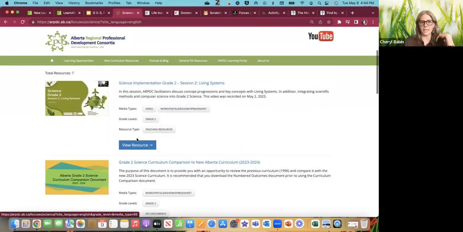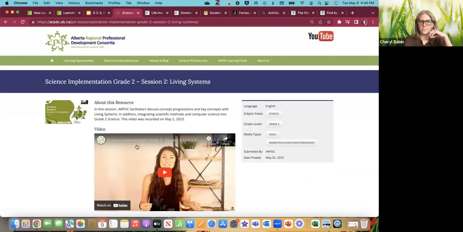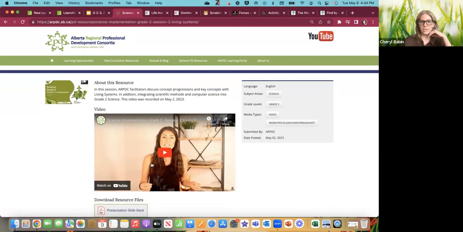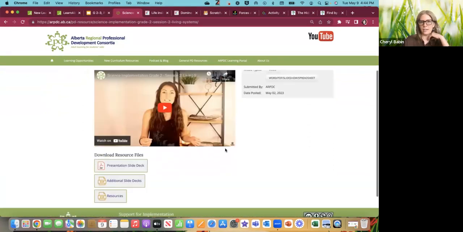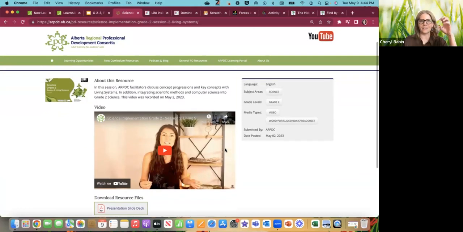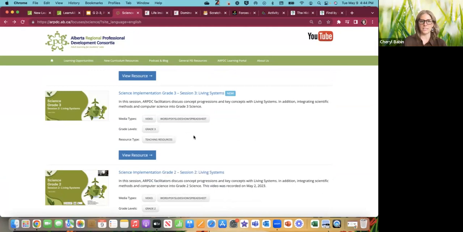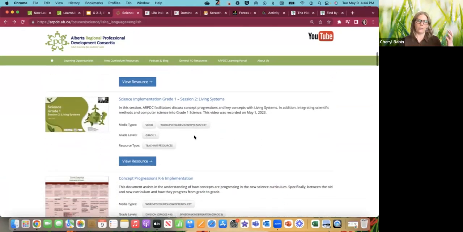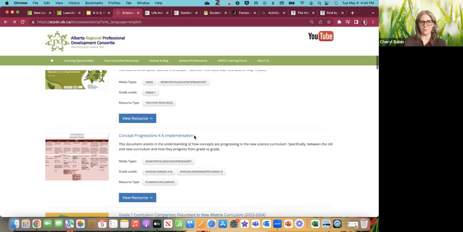So this one, for example, is grade 2 living systems, and you can see that there is a video, additional slides, and a resource link here that can support you in teaching the living systems organizing idea and all of the outcomes that fall within that realm. In addition to this, you'll see here's grade 3 living systems. They are working so quickly and building these fantastic resources. Every day there seems to be more. They're quite amazing.